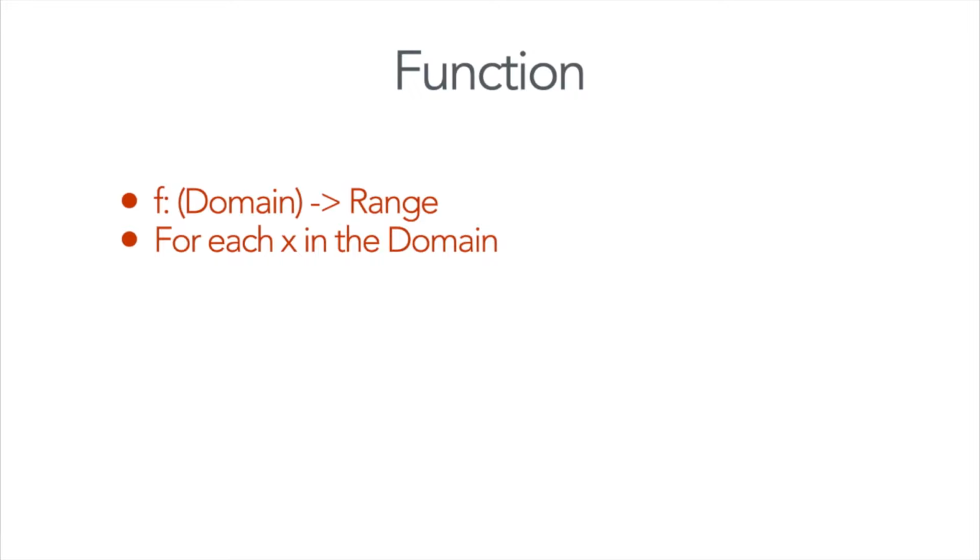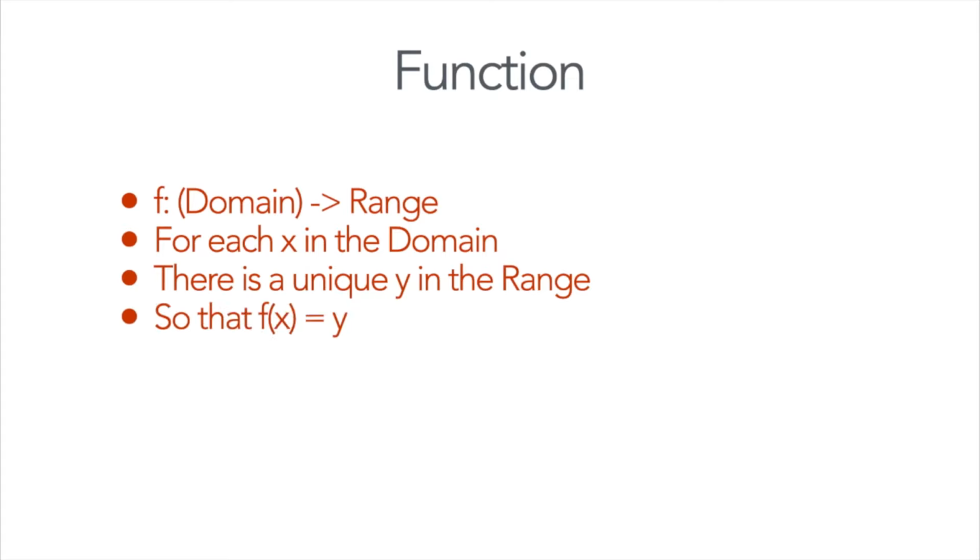But there were some rules. For every x in the domain, you had to get the same y out. You couldn't put in 5 and get 8 one day and 7 the next day. For every x in the domain, there is a unique y in the range such that f of x equals y. And this was our definition of function.